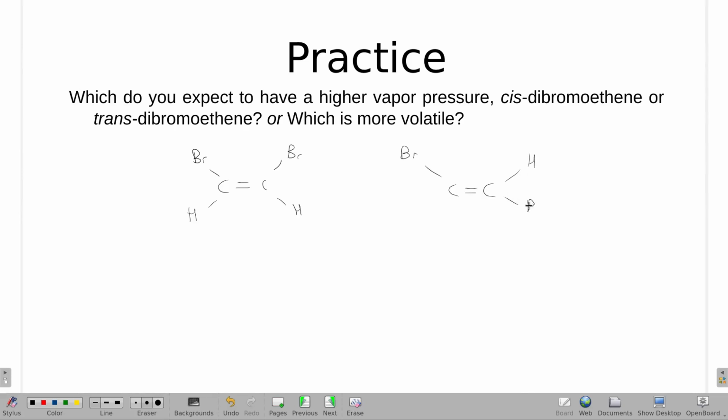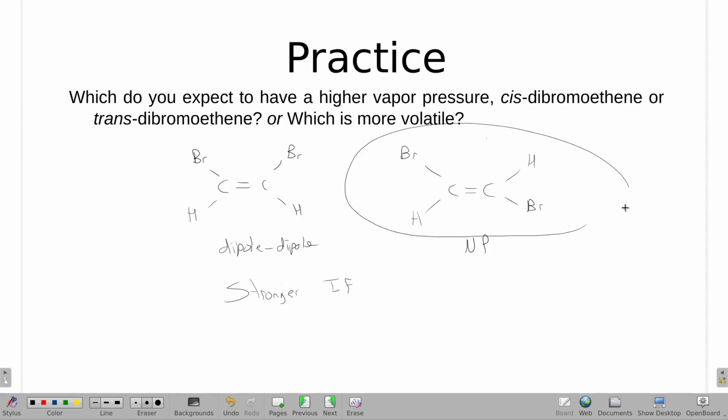Alright, so to answer this question, we need to know which of these is going to have dipole-dipole interaction, and which is going to have London dispersion. This guy that has them opposite is going to be a nonpolar molecule. This one over here is dipole-dipole. Just because of the difference in the intermolecular forces, we can say this one has stronger intermolecular forces. And because it's stronger, it actually has lower vapor pressure. So the one with higher vapor pressure is the trans.